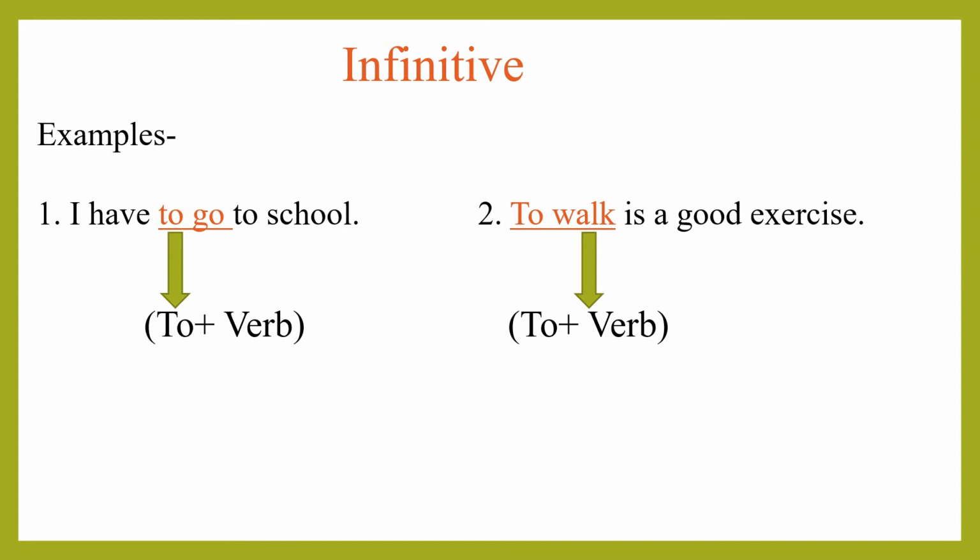Infinitive. Let's see the first example. "I have to go to school." Here the base form of the verb is not limited by number and person. So, to go is used here as an infinitive. Same in the second example, "To walk is a good exercise." Here the verb walk is an infinitive. Thus, the base form of a verb which is not limited by number and person is called an infinitive. An infinitive is usually formed by writing to before the root verb. It also does the work of a noun.